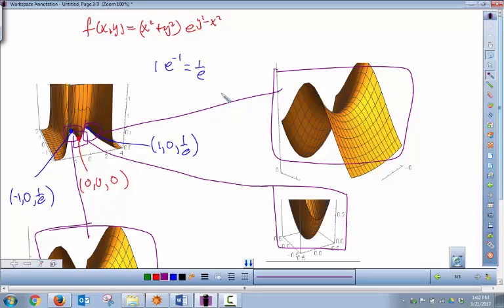So here are 2 saddle points, and this is what the picture would look like. Okay?